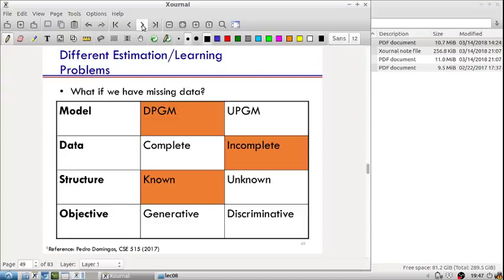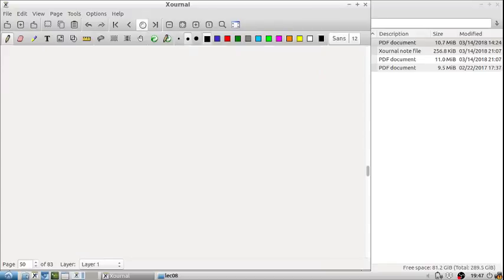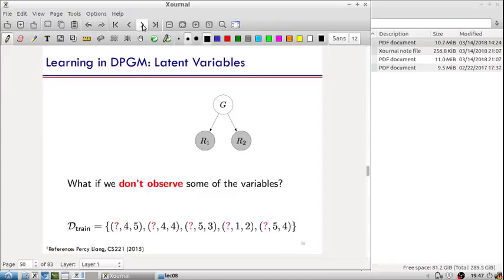Now the interesting part is when there is incomplete data, in the sense when there are hidden random variables. In HMMs there were hidden random variables. In LDA there are hidden random variables. In GMMs there are hidden random variables, right? So how do we estimate that? That comes to the point of EM.